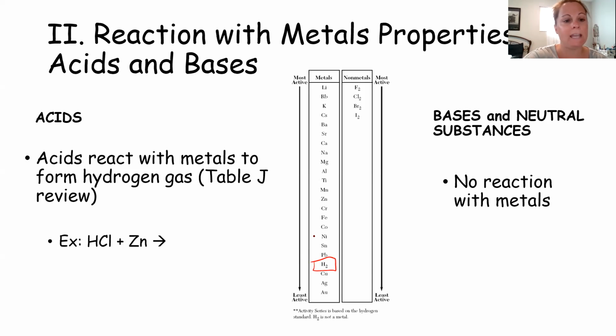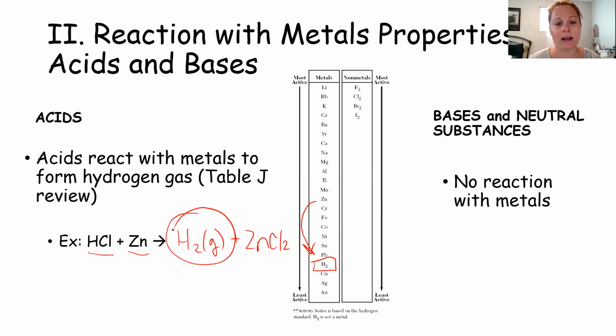For example, HCl was one of the acids that you identified in the virtual lab. When it reacted with zinc, which is more active than hydrogen, zinc kicked hydrogen out all by itself as a gas and formed a new substance. That is only specific to acids, and we'll get into that more, because pretty much anything that involves hydrogen gas or hydrogen ions is going to be related to acidic substances. Bases and neutral substances, no reaction with metals.